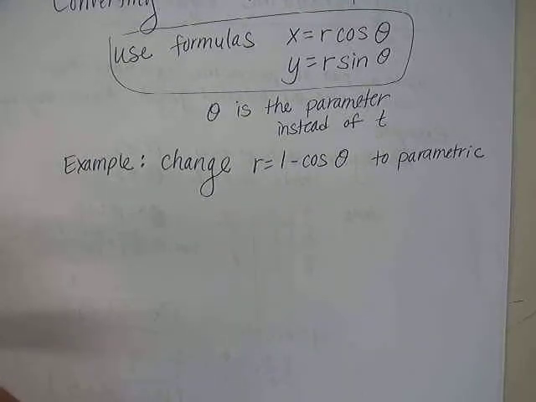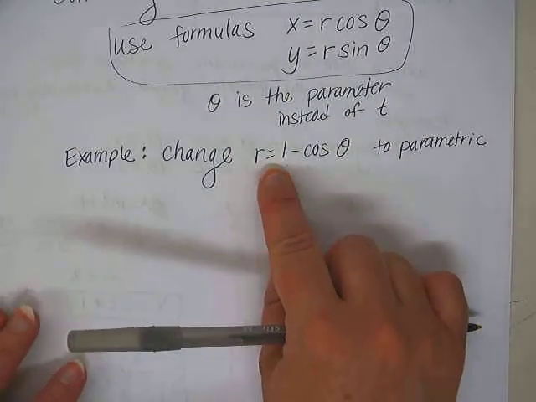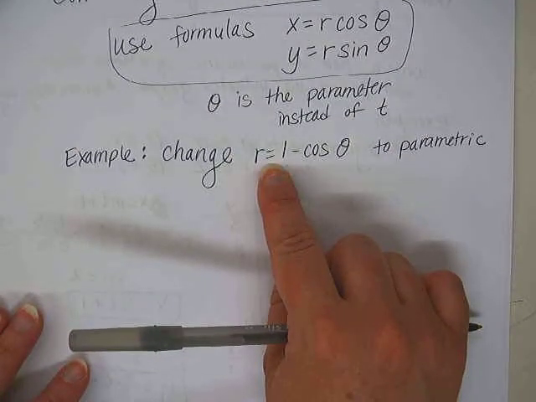Okay, so remember when we have parametric equations, we have what x equals and we have what y equals. And usually we have x in terms of t and we have y in terms of t. But this time it's going to be x in terms of theta and y in terms of theta. So we just want to get rid of r.